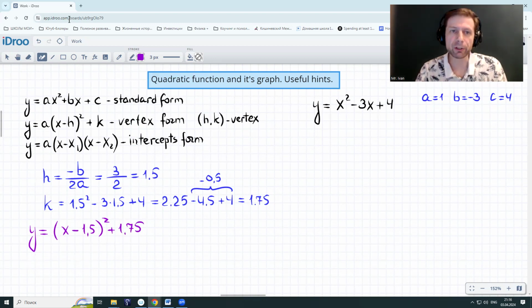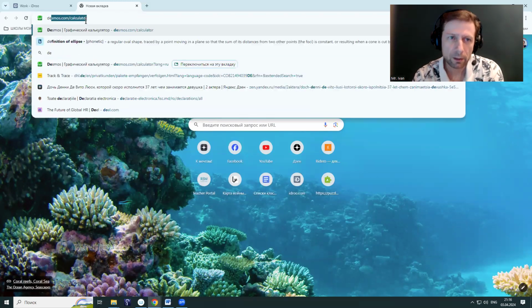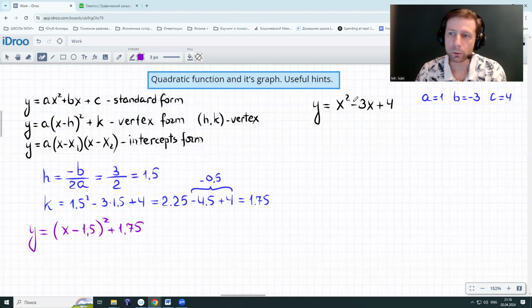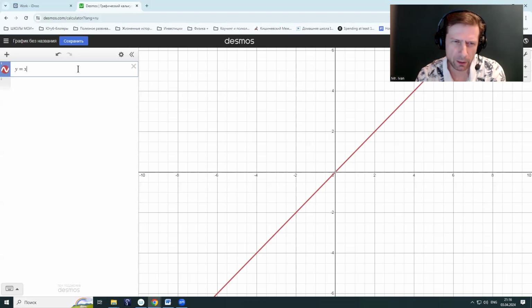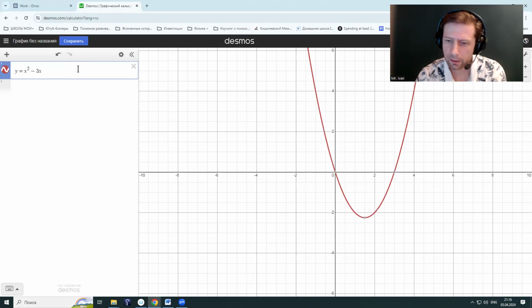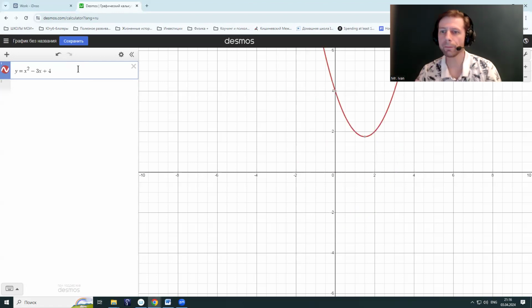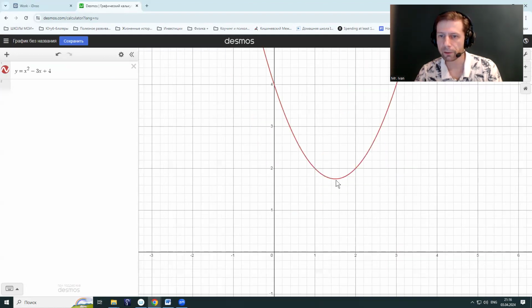Let's check if this is really true. Let's go to the desmos.com site, okay? So what we had: x squared minus 3x plus 4. Y equals x squared minus 3x plus 4. Okay, looks like that's totally fine. Here's our vertex: 1.5, 1.75. Exactly. 1.5, 1.75.